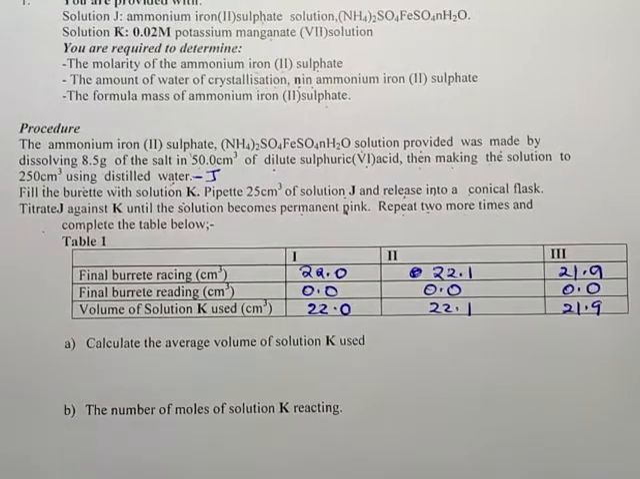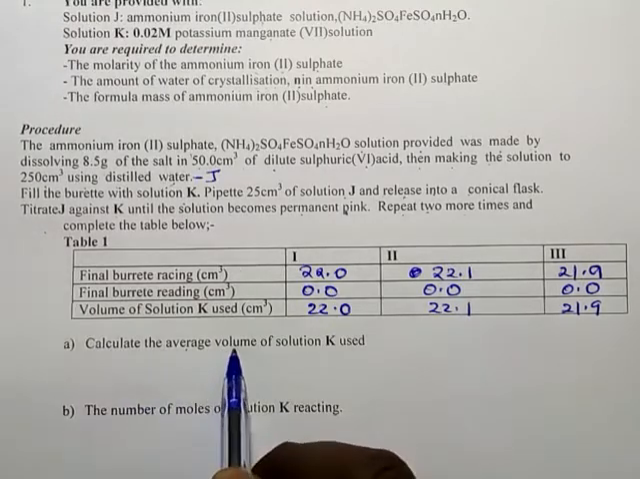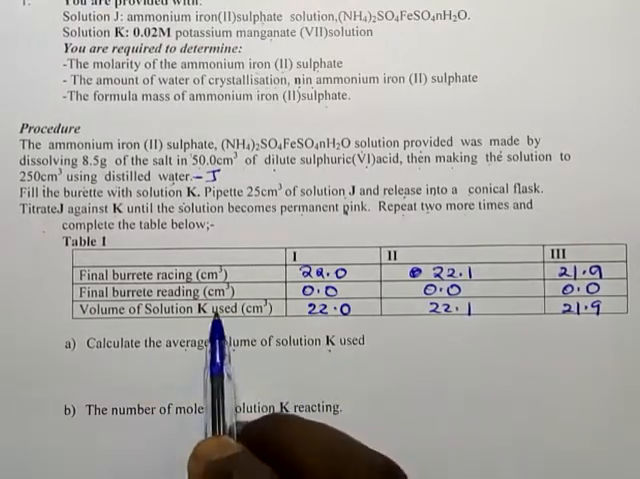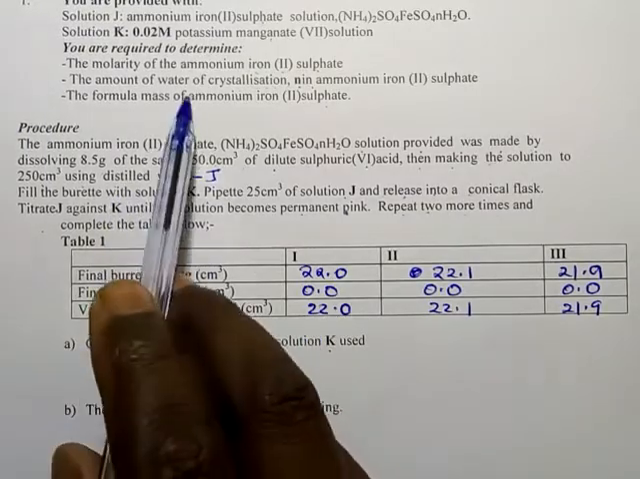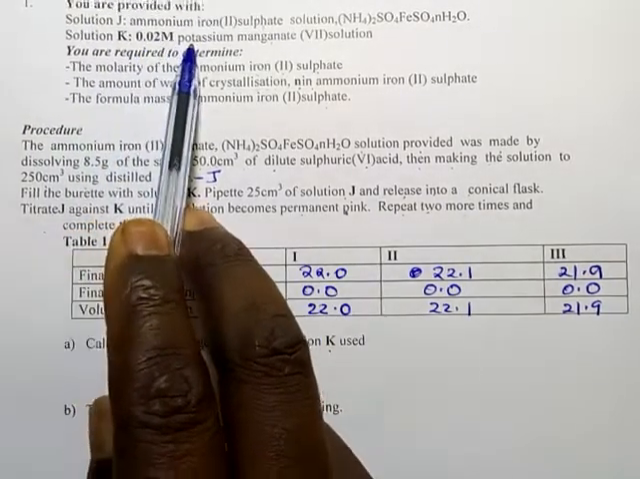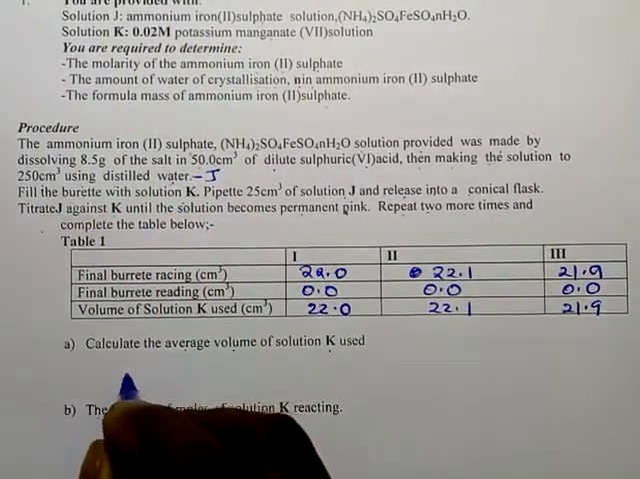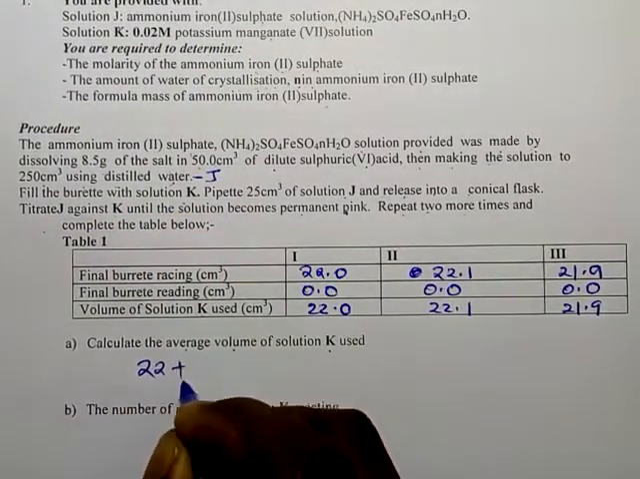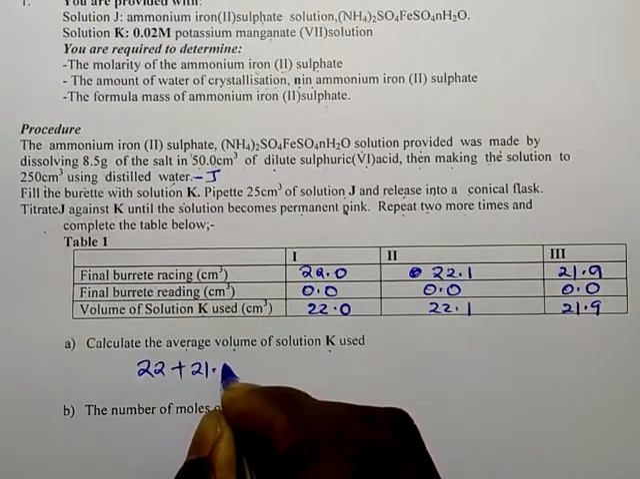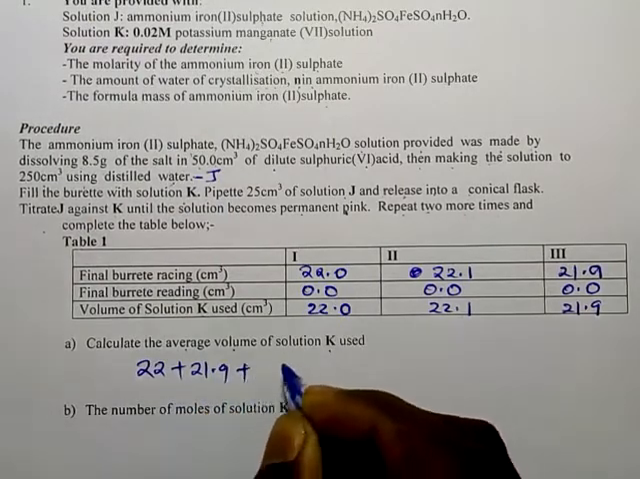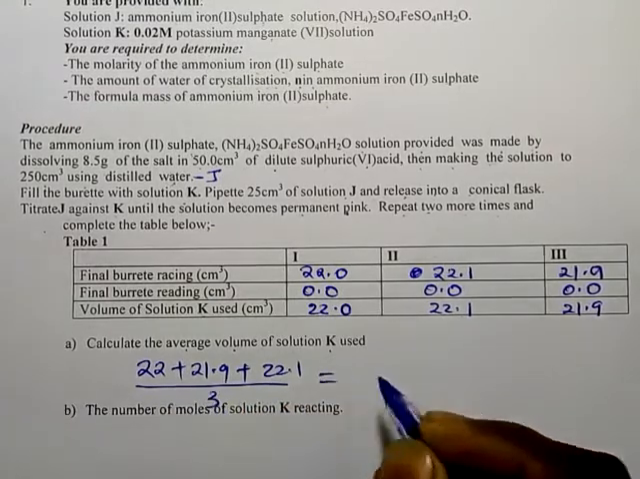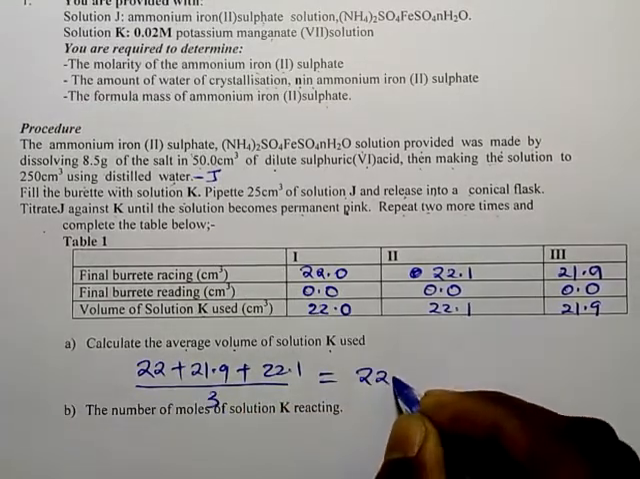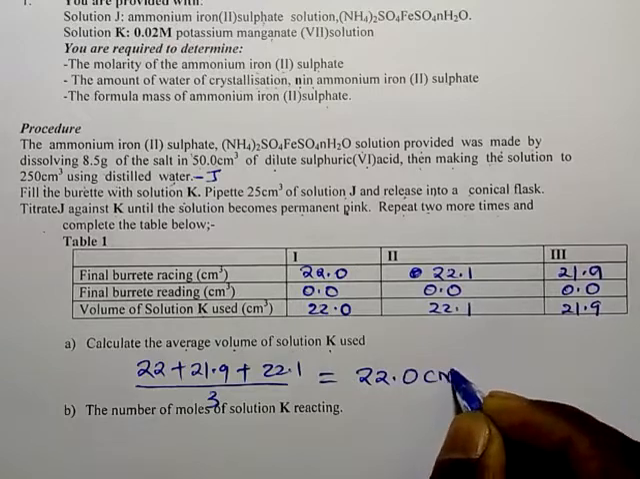Let us go straight and get the average volume. Calculate the average volume of solution K. So this is solution K, and remember solution K is potassium permanganate. So the average is 22.0 plus 21.9 plus 22.1 divided by 3. This is going to give us 22 cm³.